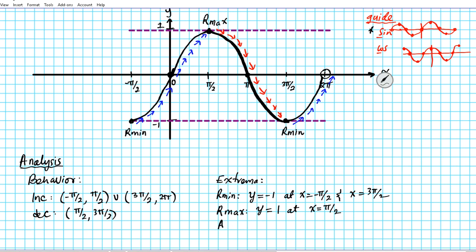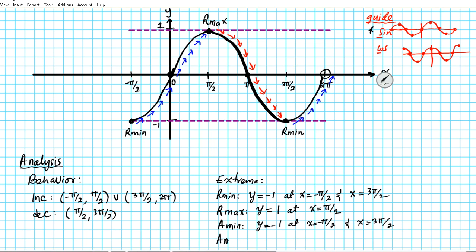How about your absolute minimum, the lowest of the low? You can't go lower than that. On this graph, there are two relative minima, and they are at the value y equals negative 1, at x equals negative pi over 2 and x equals 3 pi over 2. Something to keep in mind is that every absolute extremum is a relative extremum, but not all relative extrema are absolute. So all absolute minimums are relative minimums, but not all relative minimums are absolute. The lowest of the low is the absolute.